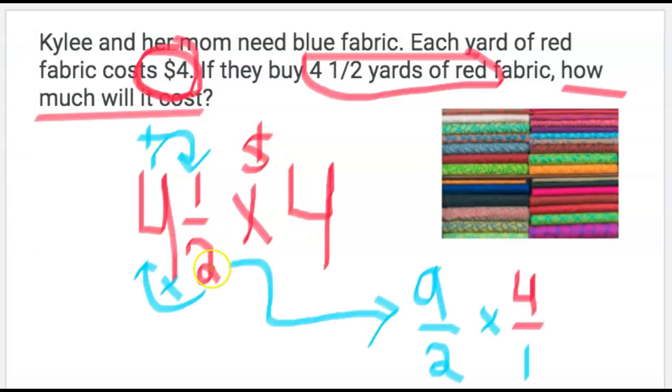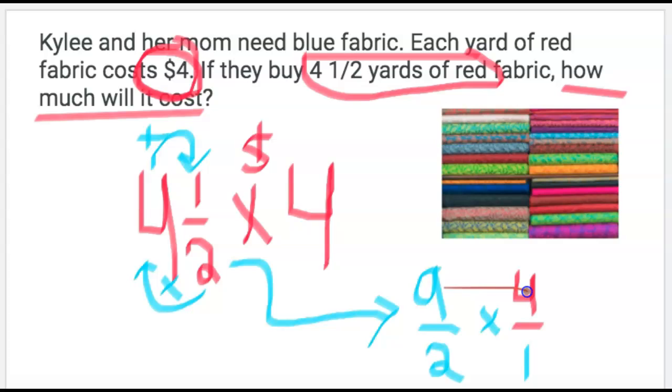To turn a mixed number into a fraction, we use what I call the fraction wheel. Multiply the denominator times the whole number, so 2 times 4. Add this extra numerator up here. So 2 times 4 is 8, plus 1 is 9, which you'll see down here. And then our denominator stays the same, so we have 9 halves. To turn a whole number into a fraction, all you do is put a 1 underneath it. So you have 9/2 times 4 over 1, or 4 ones.